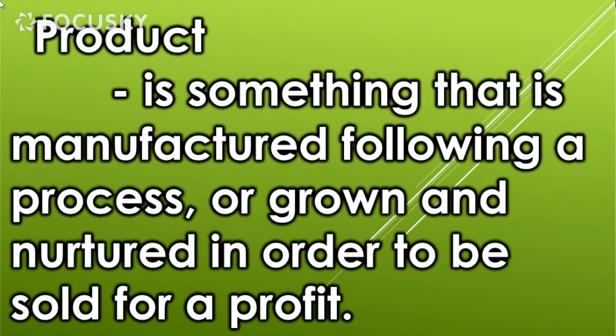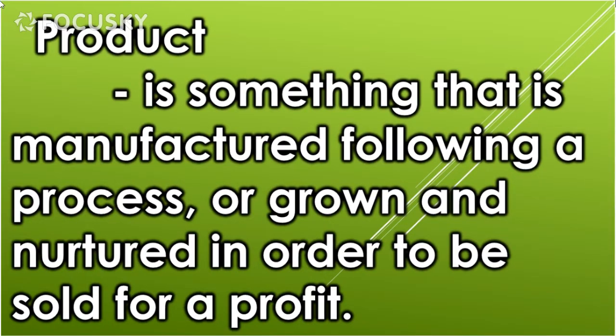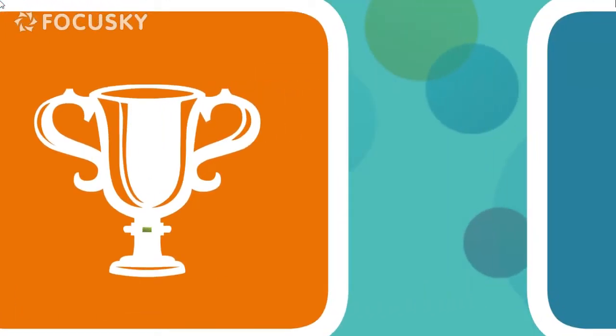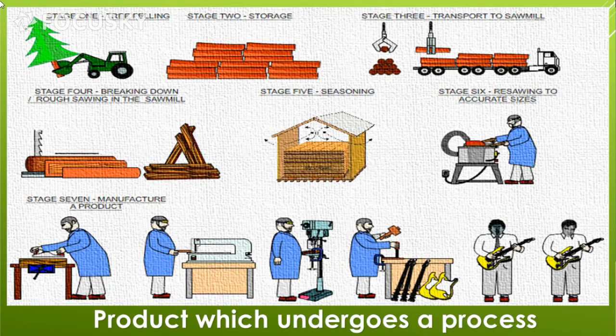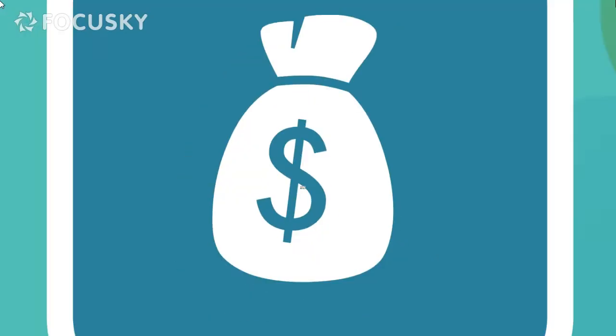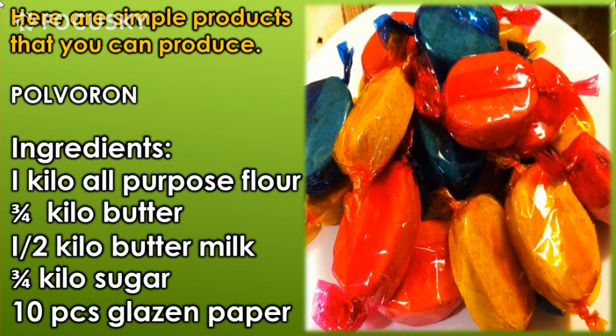A product is something that is manufactured following a process, or grown and nurtured in order to be sold for a profit. Here are simple products that you can produce.